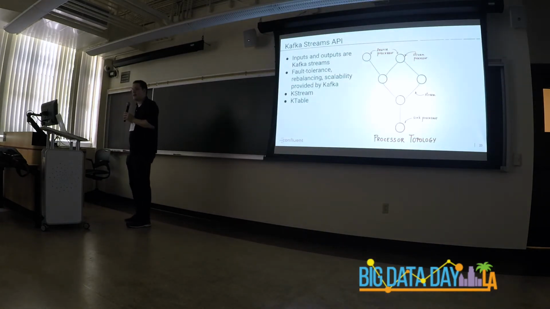The Kafka Streams API allows you to set up these streaming computations where the inputs and the outputs are Kafka streams. And you get all the fault tolerance, the rebalancing, and the scalability provided by Kafka. The two main concepts that we have in Kafka Streams are the KStream concept, which is a stream of values coming in, so it's an infinite data source, and the KTable concept, which is basically the latest value for each key in a stream. One way of looking at this is that a stream is a changelog for a table, and a table is just the latest value of anything in a stream.